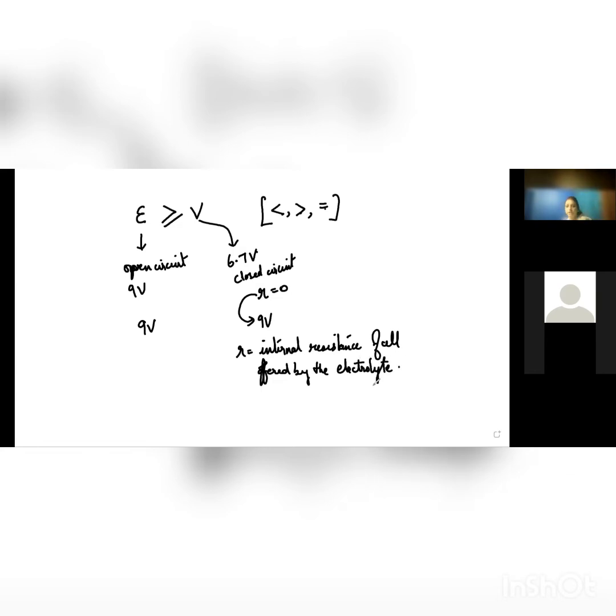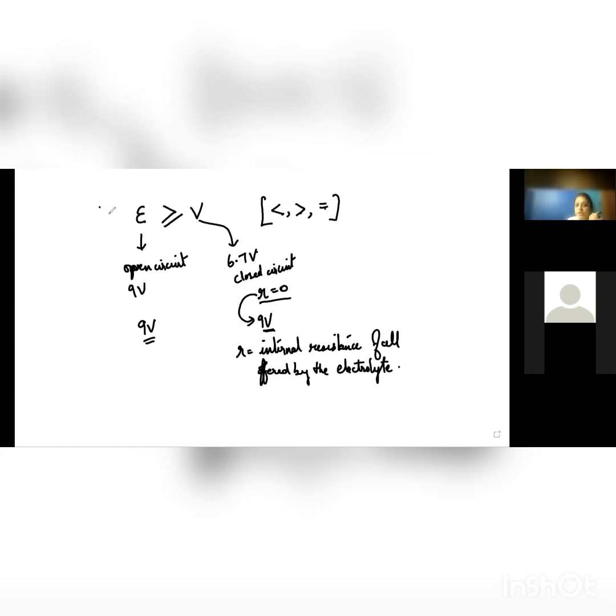Okay. So in open circuit, there's no current. That is why you're getting high voltage. When you close the circuit, if internal resistance is 0, or offering very, very less resistance, it cannot be 0, then you'll get approximately 9 volts only. But if it is high, then it will be less than the EMF.